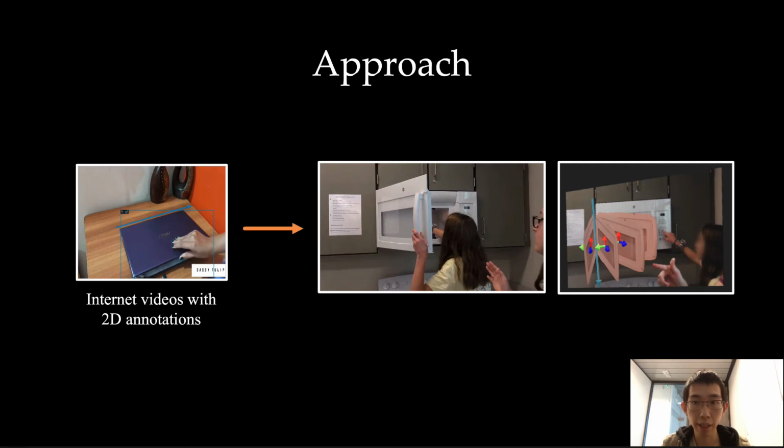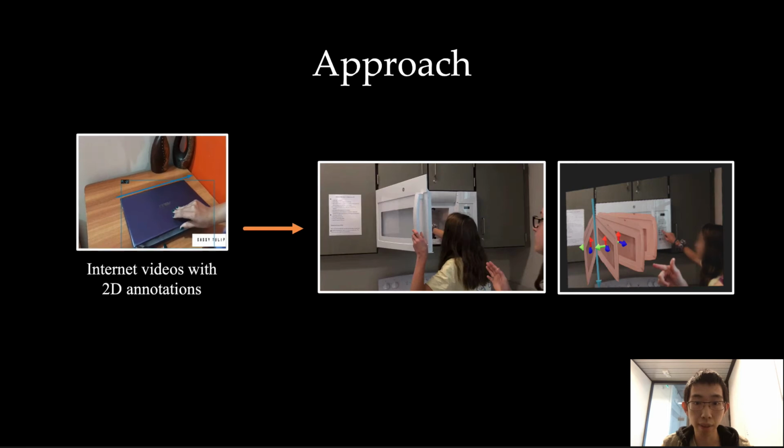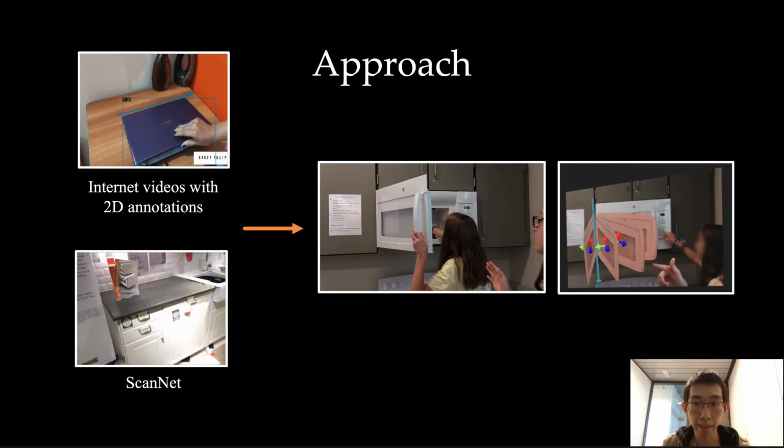The next thing we care about is how to reconstruct 3D articulation from these videos. We still don't have 3D annotations. Our key insight here is we don't need a 3D video dataset. What we need is a video dataset and another 3D dataset such as ScanNet. I'll talk about more details later.